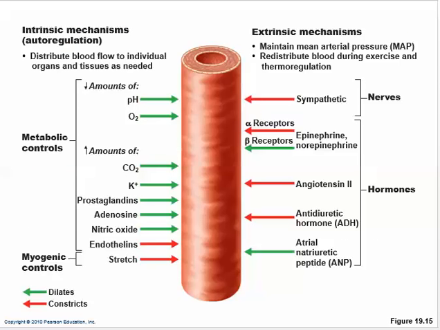Here's a kind of a list of things. Please do not memorize this. Just understand the difference between metabolic controls and the myogenic controls. And literally, when you look at it, the myogenic control is really just stretch. So those are the intrinsic, the autoregulation. The extrinsic are sympathetic neural stimulation and the hormones, which we've already discussed.